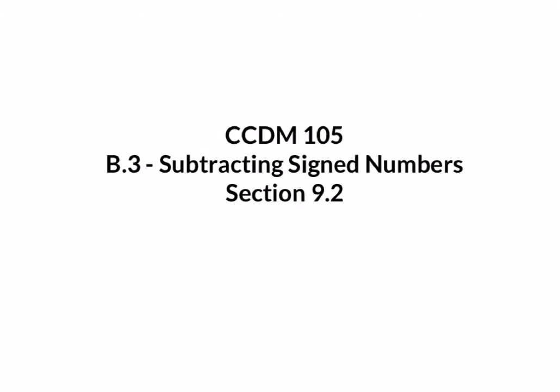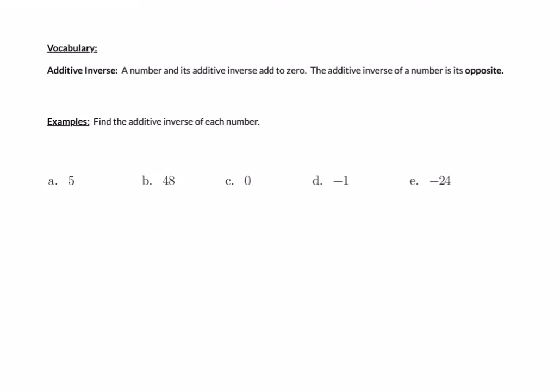Alright, let's go ahead and continue our operations with signed numbers. The next operation that we're going to look at is subtracting signed numbers. This also comes from section 9.2 of your textbook. So let's start off with some vocabulary.